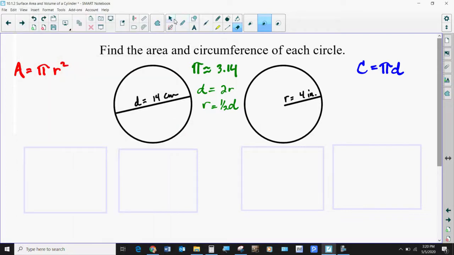So go ahead and copy these down. Pause the video. I've already done the work here, so I'll review these boxes to see if you've got the same answer as me. So go ahead and pause. Come back when you're ready.